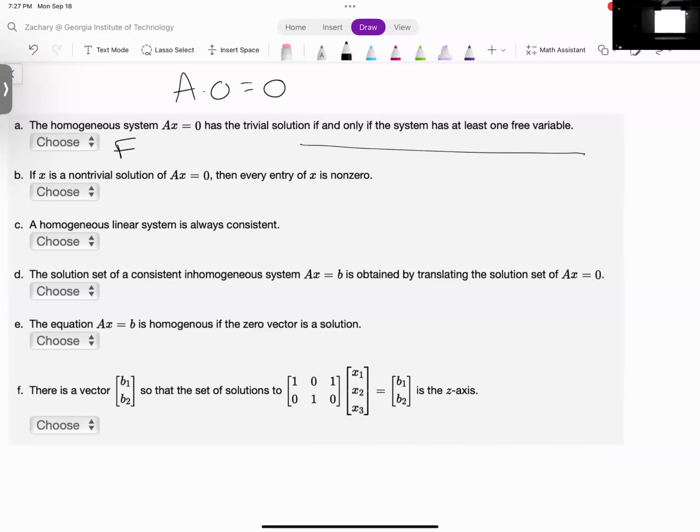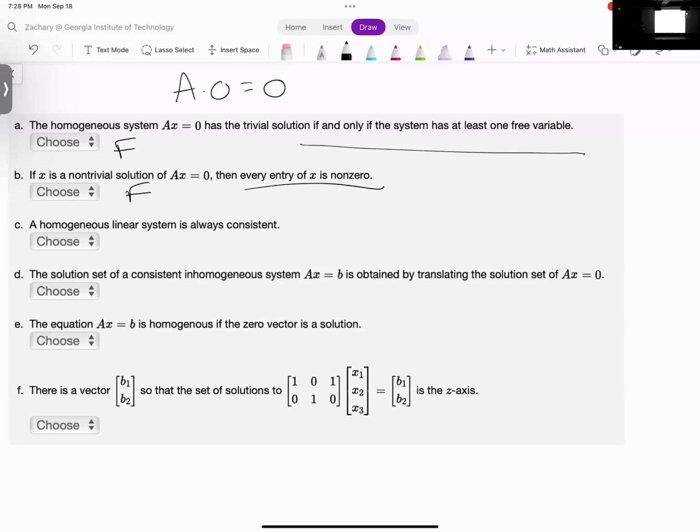The second one says if x is a non-trivial solution to AX equals 0, then every entry of x is non-zero. What does non-trivial mean? It means that x is not the zero vector. It doesn't mean everything in x is non-zero. For example, x could be (1, 0, 0, 0, 0, 0). That is a non-trivial solution. So this is false. It means at least one entry of x is non-zero.